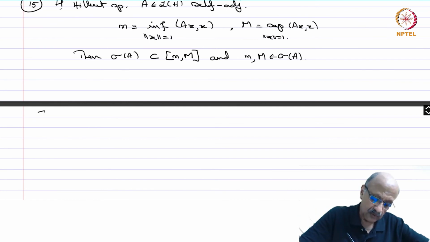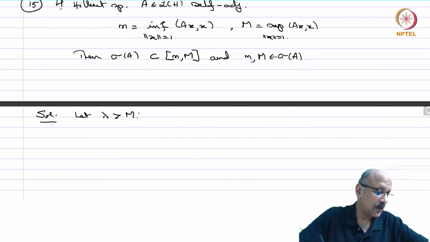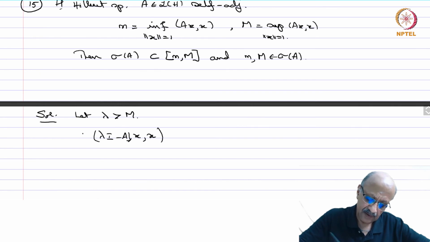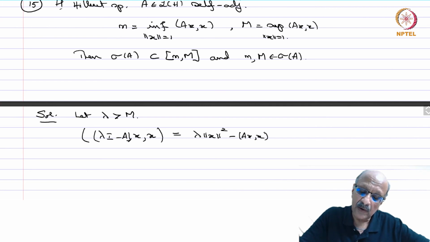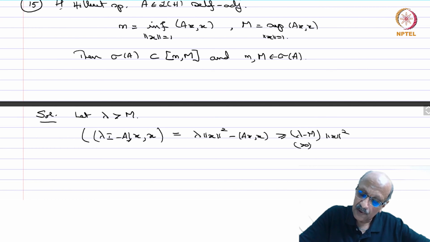So, the proof. Let lambda be strictly bigger than capital M. Okay, so consider (lambda I minus A)x, x, which is equal to lambda times norm x squared minus (Ax, x). Now (Ax, x) is less than or equal to M times norm x squared, so this is bigger than or equal to (lambda minus M) norm x squared, and this is a strictly positive number.